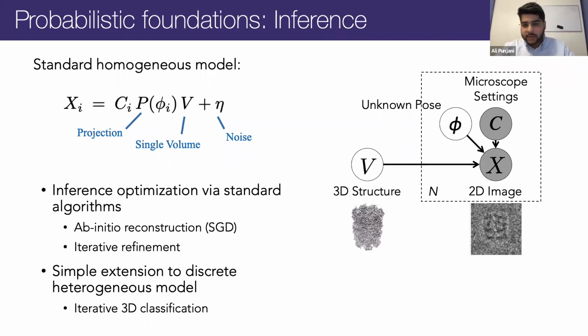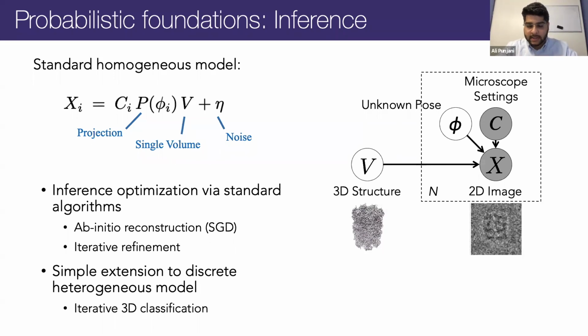For example, if we're starting from scratch without an initial model, we can use Ab-initio reconstruction in cryo-SPARC that's based on the stochastic gradient descent algorithm. We can also use iterative refinement that's been used for decades to refine 3D structures from cryo-EM data to higher resolution once we have an initial model, both of those algorithms trying to solve the same optimization problem.